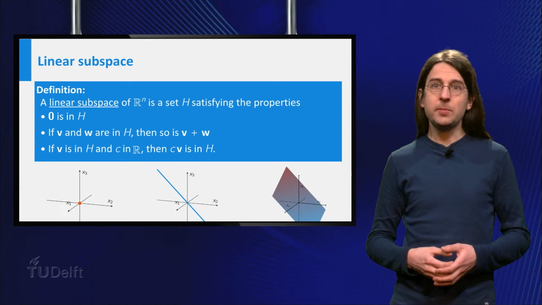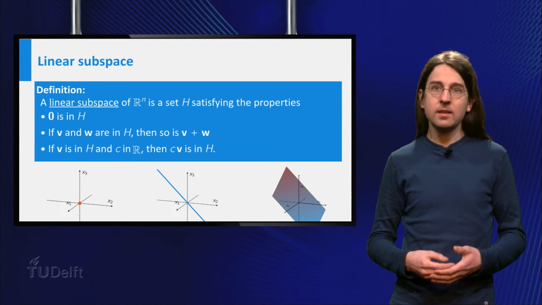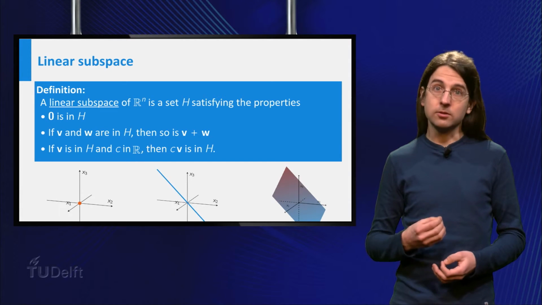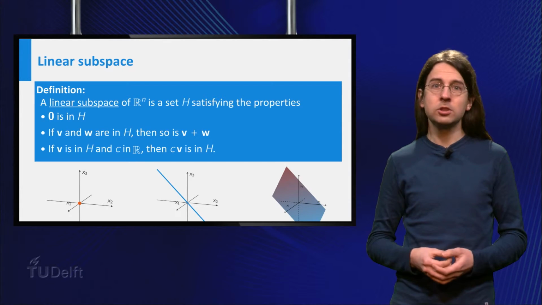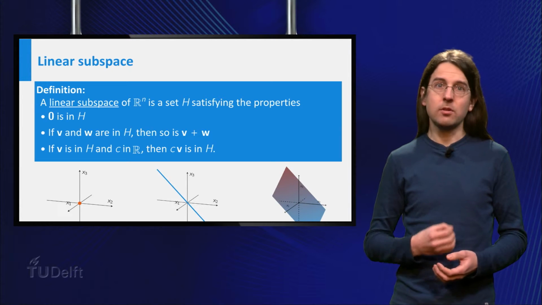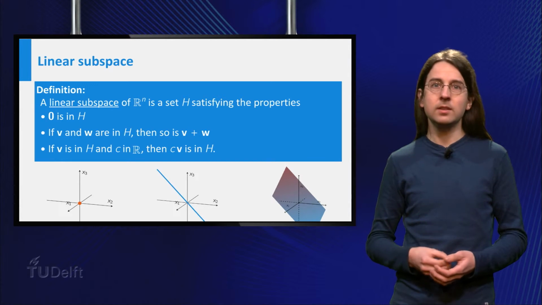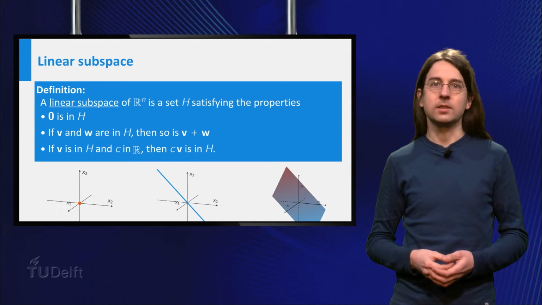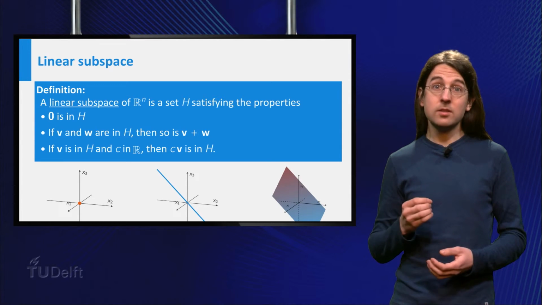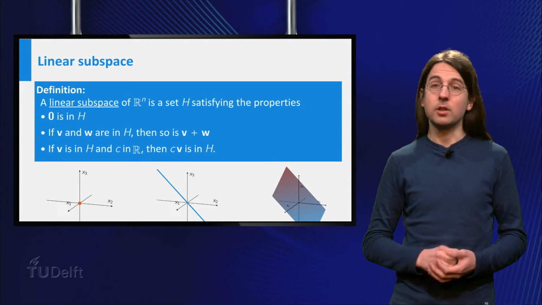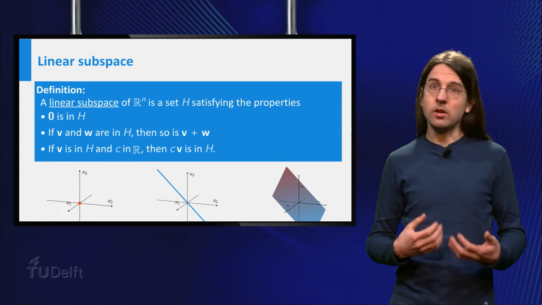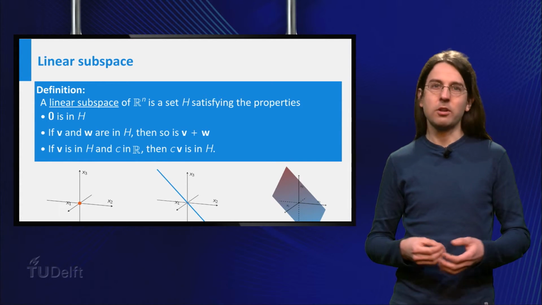A linear subspace of Rn is a set which satisfies the superposition principle. So it contains the origin, the trivial solution, sums of vectors in this set give a new vector in this set, and multiples of vectors are also contained in this set. At the bottom of the slide, you can see some examples of subspaces of R3. Another subspace of R3 is R3 itself, but that's rather hard to draw.